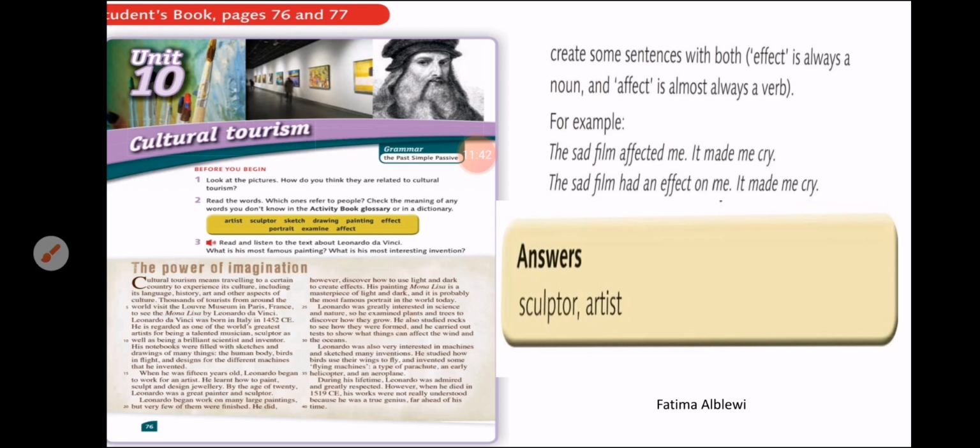And he carried out tests to show what things can affect the wind and the oceans. So the effect of things on the wind and the oceans. So this passage or this paragraph tells us that Leonardo is the scientist or was the scientist. Okay.